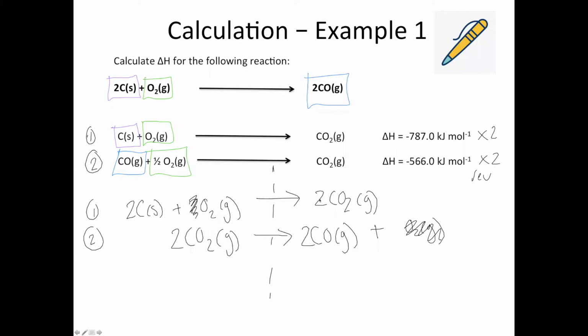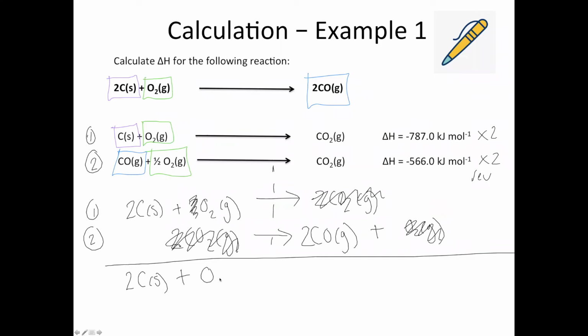And then we've got 2 moles of carbon dioxide, and then there's 2 moles of carbon dioxide on the other side as well, so they can cancel. And then all we've got left is that carbon dioxide, and there's nothing to cancel that with. Then, if we rewrite what we've got left as one whole equation, we've got 2CS plus O2 gas, giving us 2CO gas, which is our target equation. So that means that we've manipulated them properly.